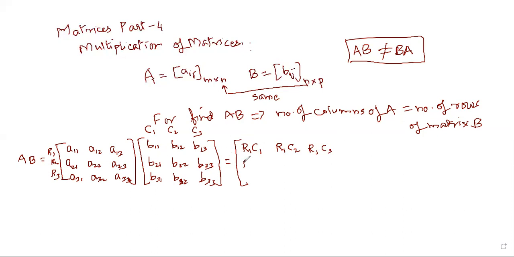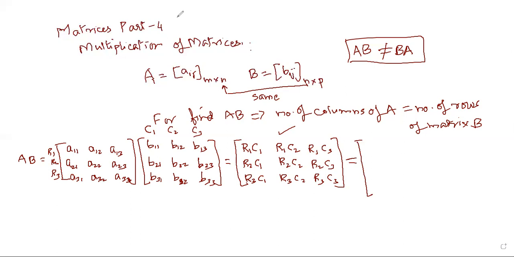Then the second row will multiply with the first column, the second row will multiply with the second column, and the second row will multiply with the third column. Similarly, the third row will multiply with the first column, the second column, and the third column. It is just for remembering, so you will not find it written like this anywhere.